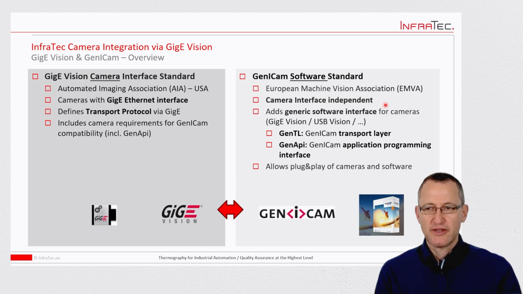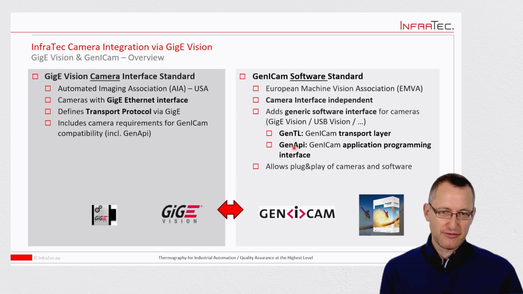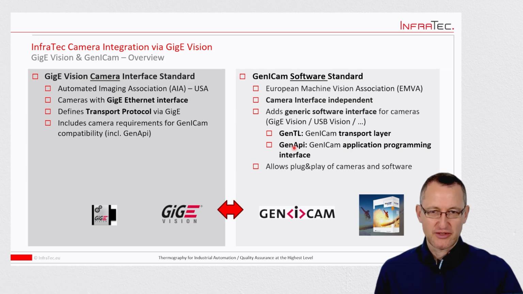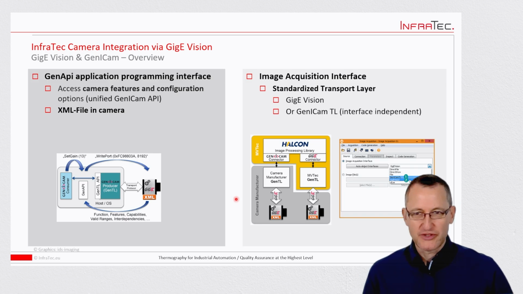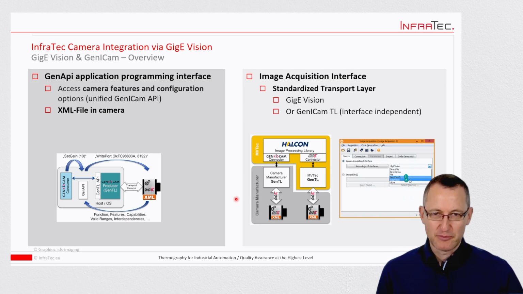And to do that, there are two things. There is a transport layer, GenTL for transport layer, and GenAPI for application programming interface. And this allows plug-and-play use of cameras and software. Later, these two standards were merged together, so that GigiVision has also adopted parts from GenICam to make it compatible with this standard. So let's move on with a bit more detail, because that's very important for use.